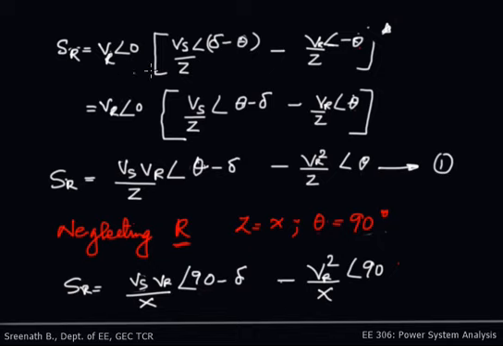Now your complex power can be simplified. You will have theta minus delta once you remove the conjugate, and the other term is minus theta, which becomes theta when you remove the conjugate. Now SR is given by Vs VR by Z angle theta minus delta minus VR squared by Z angle theta. If you neglect the resistance, assuming the line is purely reactive, you will have theta equal to 90. So the power flow equation is SR equal to Vs VR by X angle 90 minus delta, minus VR squared by X angle 90.